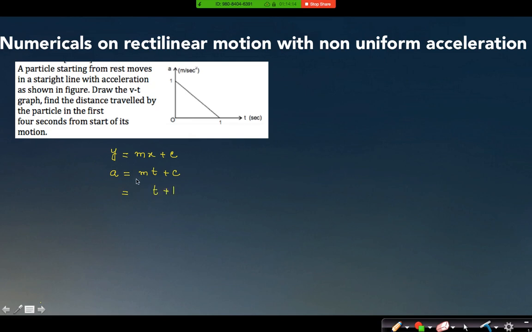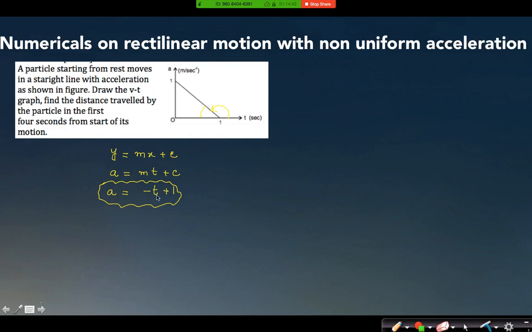And what is the value of m? You can see the value of m is tan of this angle. Now tan of this angle is equal to minus tan of this angle, which is 45 degrees. So the slope of this straight line is minus 1. So the equation for acceleration will be 1 minus t. I hope you have got this equation of the straight line on your own. If you have not understood, then ask me.